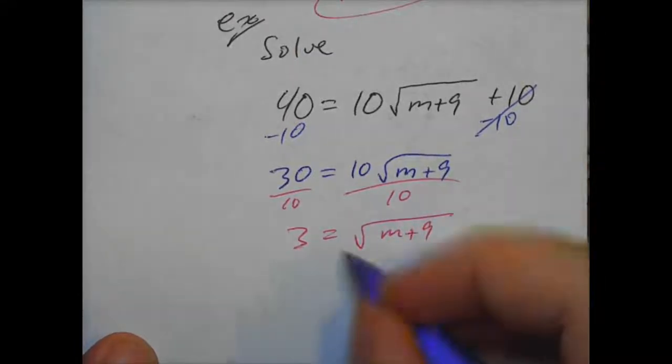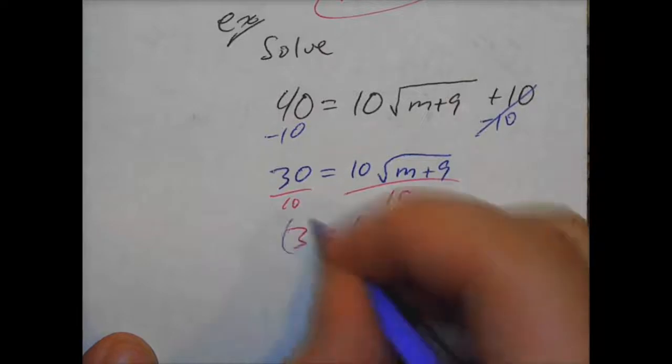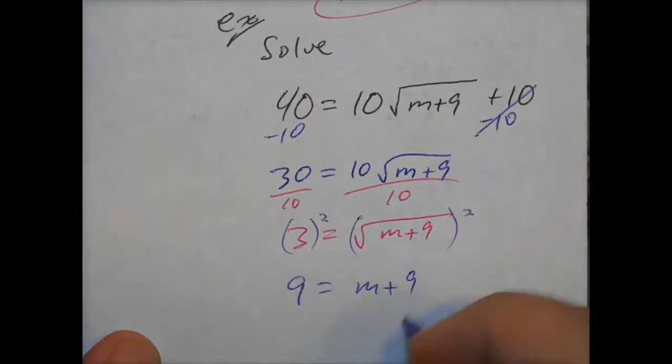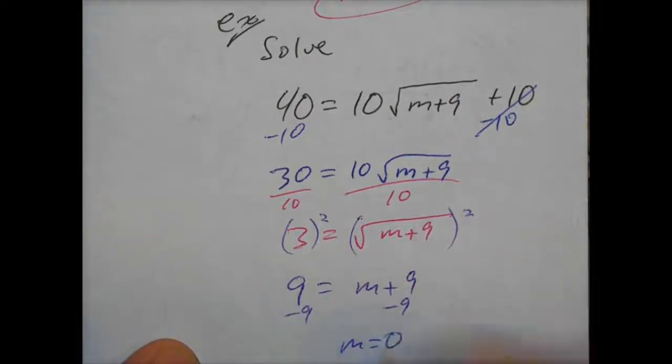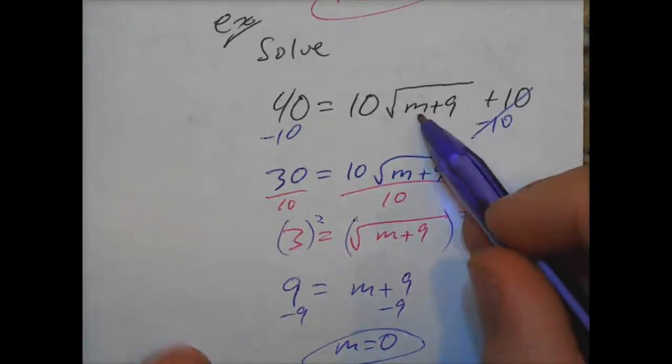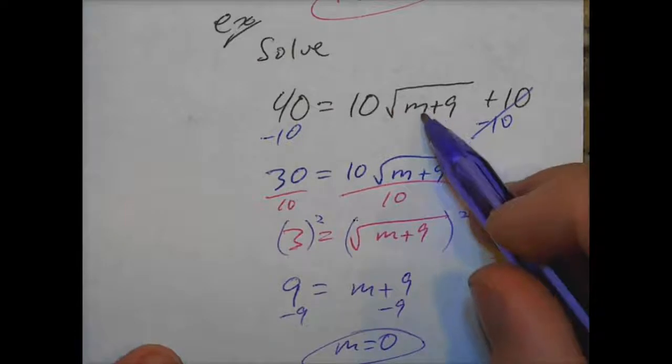Or to get rid of that square root, square both sides, so square and square. So I have 9 equals m plus 9. Subtract 9 to the other side, so minus 9 and minus 9, m equals 0. Happy day. If you plug it back into your original function, check your answer. You have 0 plus 9, which is square root of 9, so 3.